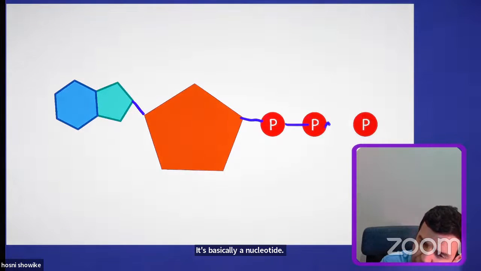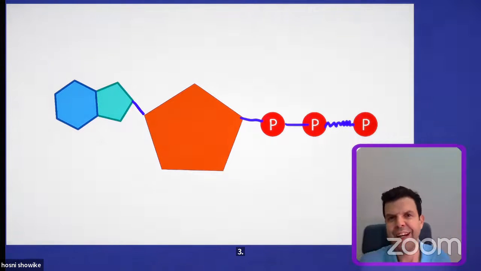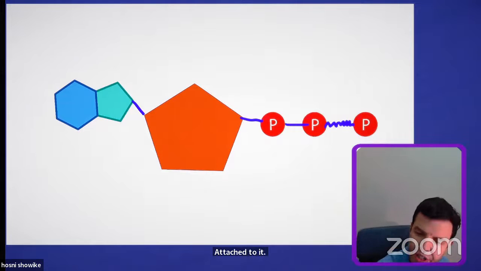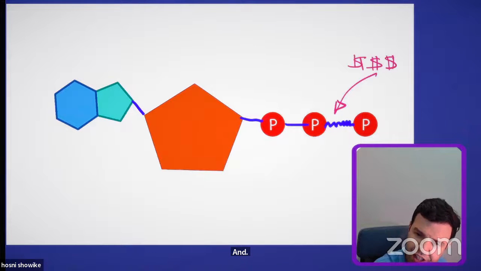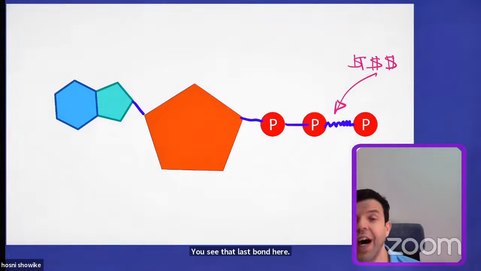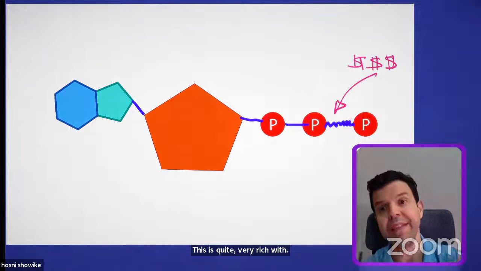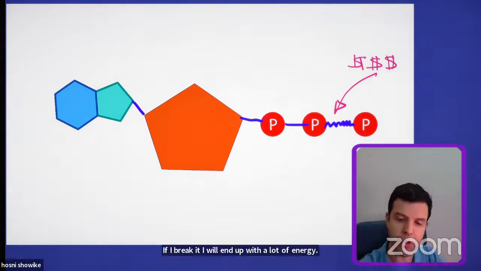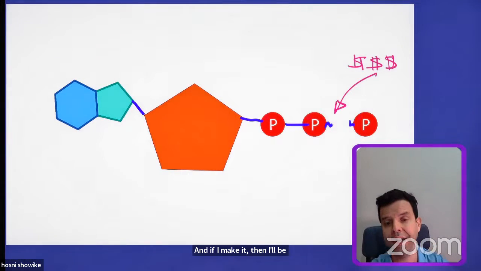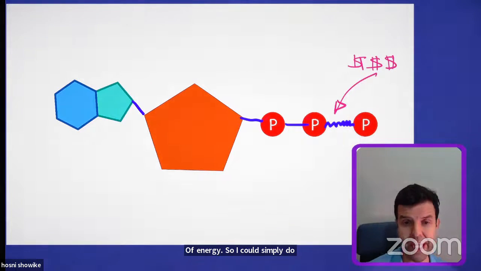Look at the way I'm going to show you that last bond in ATP. Do you see that last bond here? This is very, very rich with energy. If I break it, I will end up with a lot of energy. If I make it, then I'll be storing a lot of energy. So I could simply do like this and release energy, or I could make it and store energy for later on.